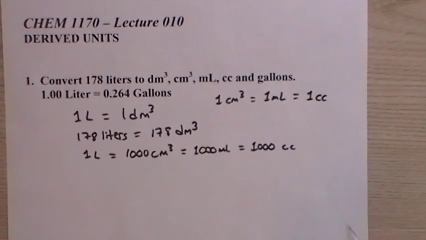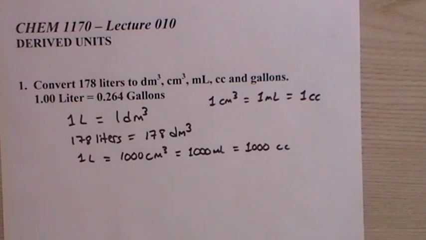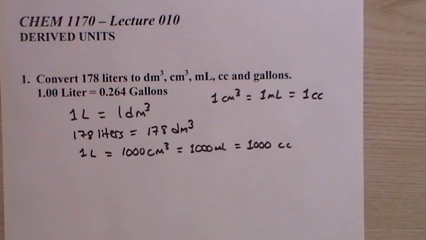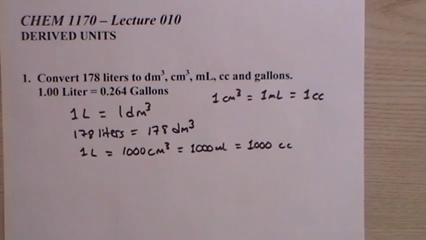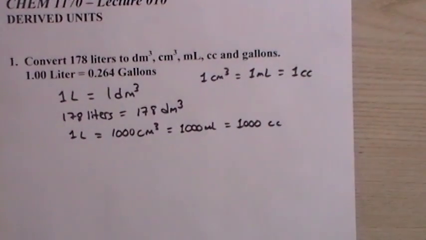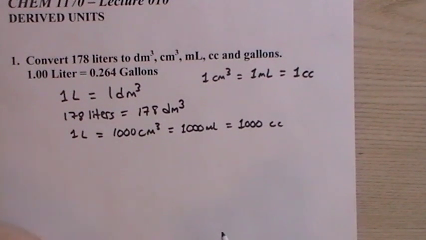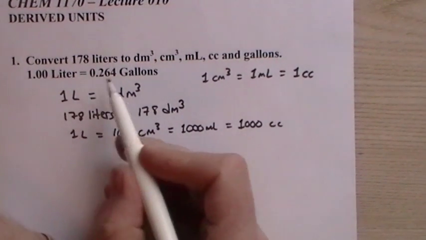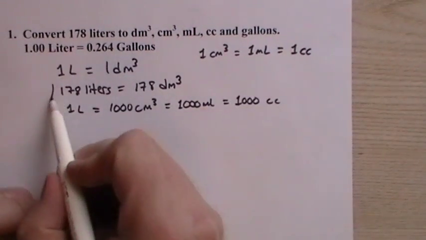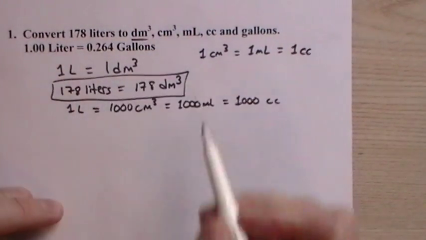On an exam, sometimes it's considered a trick question. It's not. You just have to know these different units. There's lots of them for volume that are used in science and in the medical field, and a lot of other fields. Everybody uses their different units of measure. And then we have 1 liter is equal to 0.264 gallons. So let's answer the first question here.